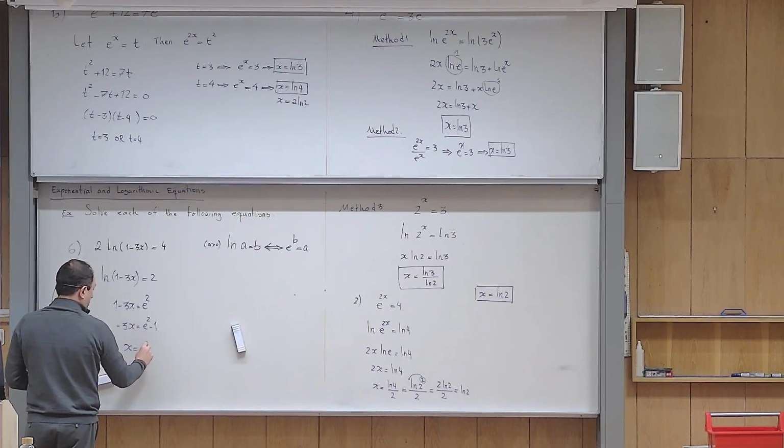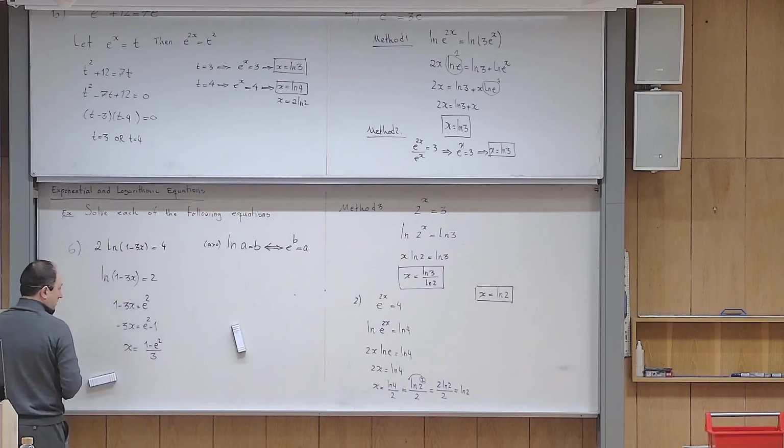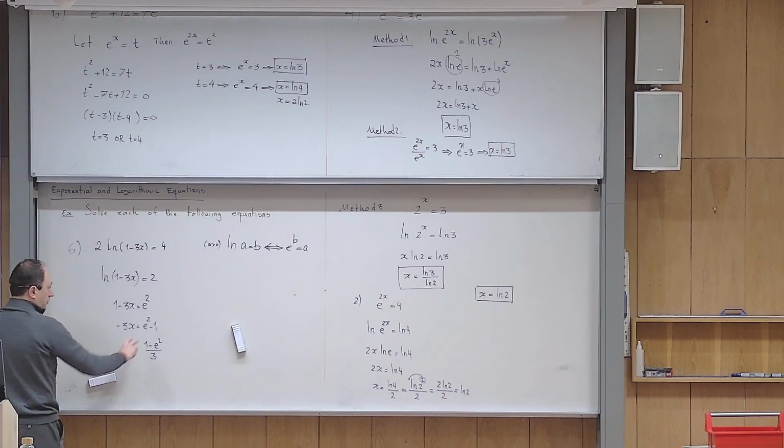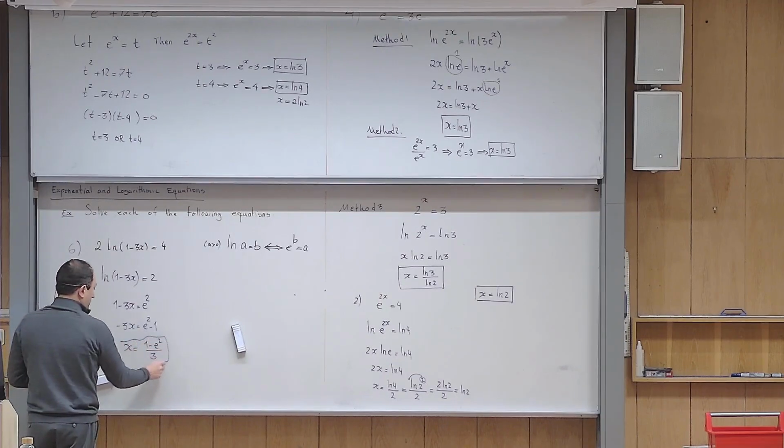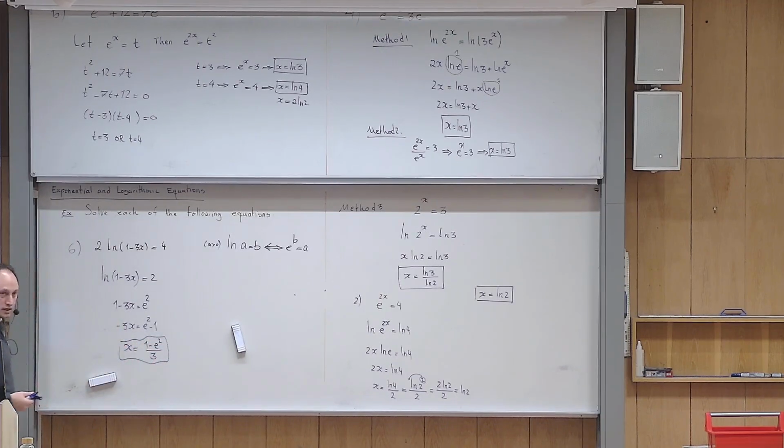So if you want, I can write (1 minus e squared) divided by 3. So I take the minus sign away and I flip these two. You can divide them separately, it doesn't matter. Just do it according to your taste. Yeah, so that's the answer.